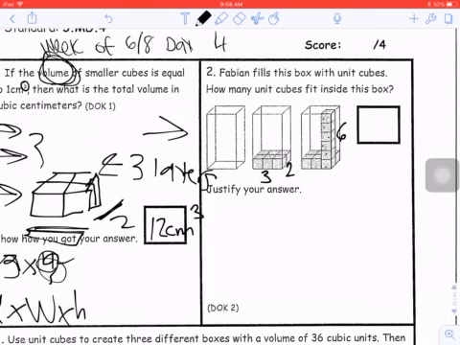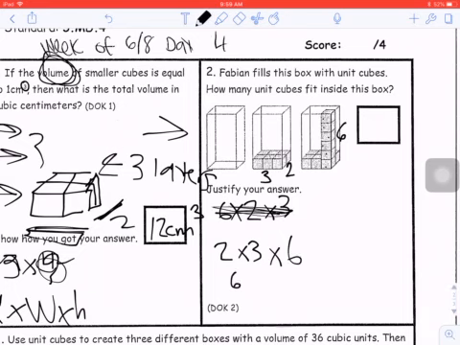All right, so 6 times 2 times 3. And the beautiful thing about multiplication is you can move things around a little bit to make it easier. So I'm going to move things around, and I'm going to say 2 times 3 times 6. Okay? So that equals the same thing. So 2 times 3 equals 6. 6 times 6 equals 36. All right, so this is 36.